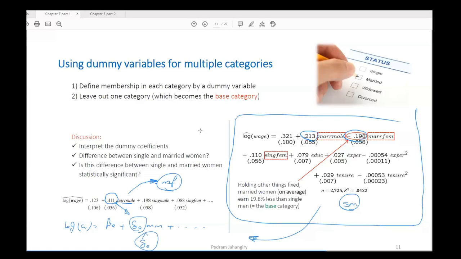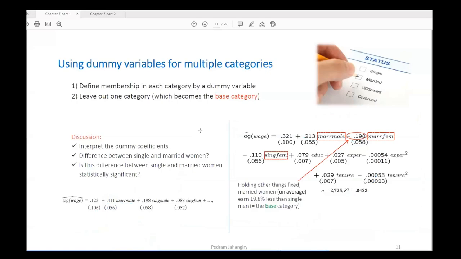I know that married male is earning 21.3% more than single male, and married female is earning 19.8% less than single male. So what's the difference between these two? The summation, 21.3% plus 19.8%. Guess what this number is? 41.1%. This is my 41.1%. So you should be able to go back and forth between these dummy variables. I highly encourage you to do this practice. Now you can use R, so I provide the R code in the template, and you can see the answers. But before looking at the answers, I encourage you to back out those numbers. This is a very good exercise, and in your homework, you have to do it anyway.